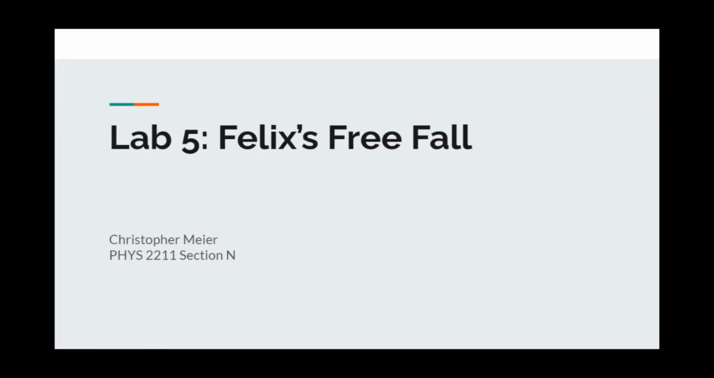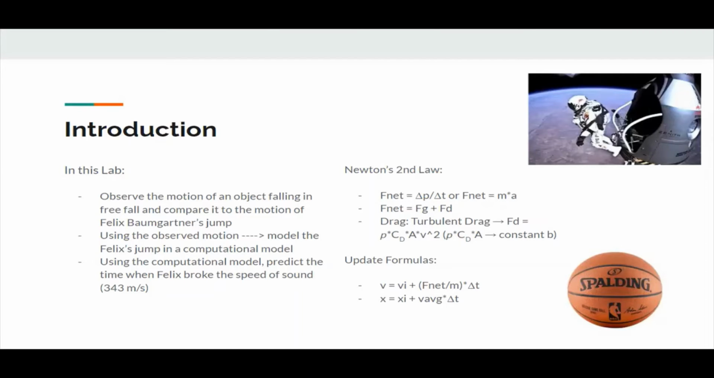This video is Lab 5 for Physics 2211, Section N on Felix Baumgartner's freefall. In this lab, I'll observe the motion of an object falling and compare this motion to Felix's motion in his fall. I will use the observed motion to aid in modeling Felix's motion in his fall and to predict when he broke the speed of sound.